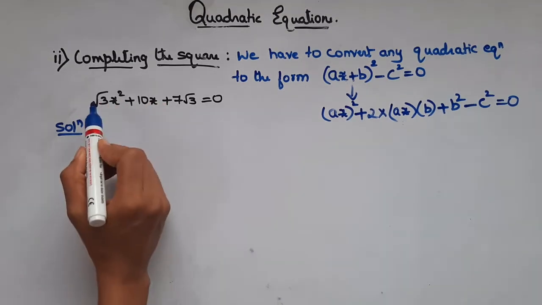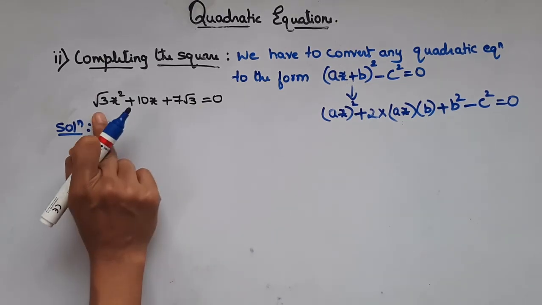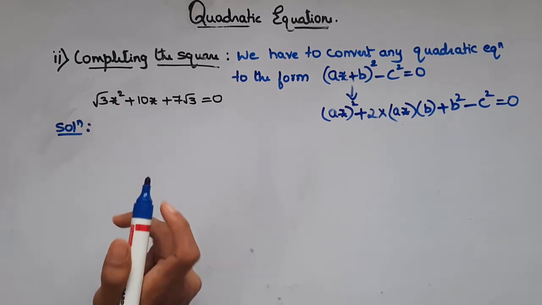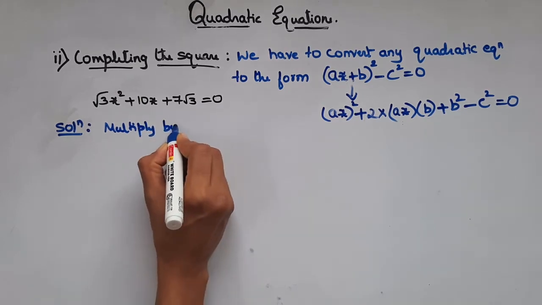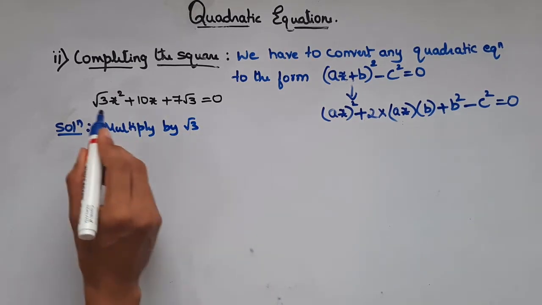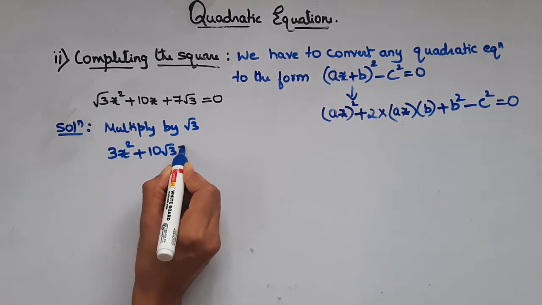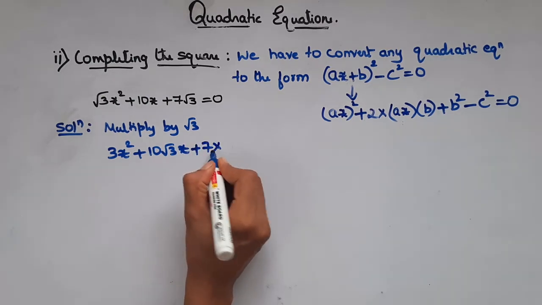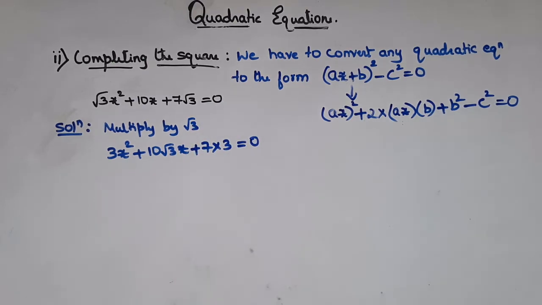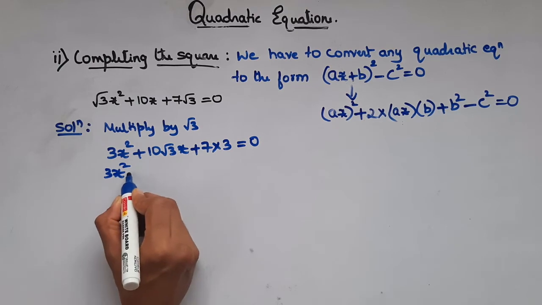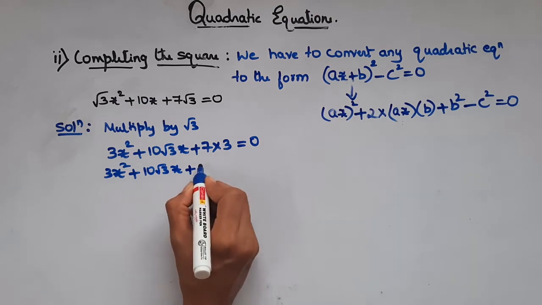So how can we do that? First we have to remove this square root symbol, right? So when you multiply this whole equation by root 3, root 3 into root 3 will give you 3, right? First let's do that. So multiply by root 3. Your equation will be root 3 into root 3 is 3x square plus 10 into root 3x, right? Plus 7 into root 3 into root 3 is 3, which is equal to root 3 into 0 is 0, right? So we have 3x square plus 10 root 3x plus 7 3s are 21, which is equal to 0.